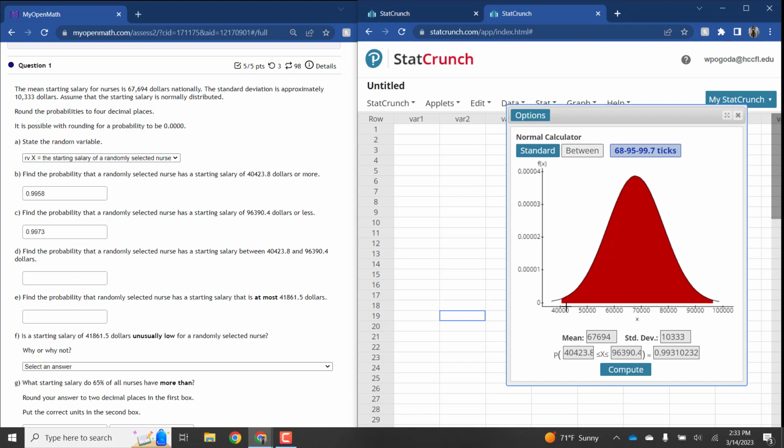It's a very big area, but it goes from 40,000 something to 96,000 something. And the red area is about, well, it's really large. It's 99.31%, so 0.9931.